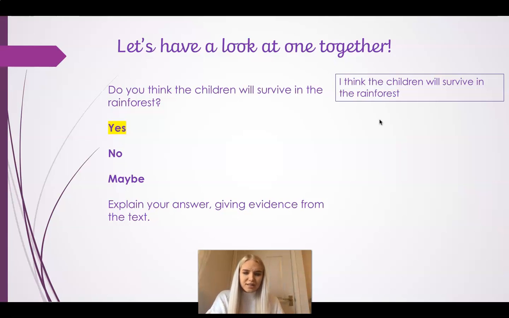Now it's telling me to explain my answer. Now I've stated my answer. Now that's not enough. We need to explain it. Explaining it using that word because. So I'm thinking now, why do I think the children will survive in the rainforest? Why do you think the children might survive in the rainforest? Can you just pause the video and have a bit of a think?